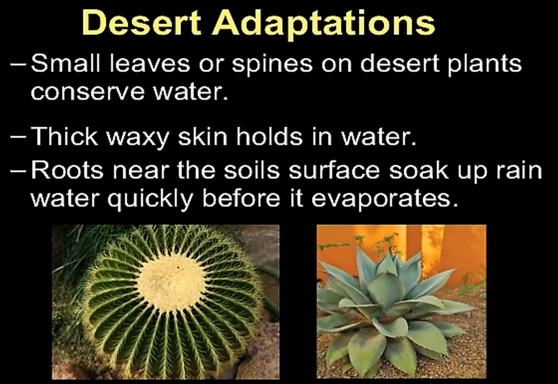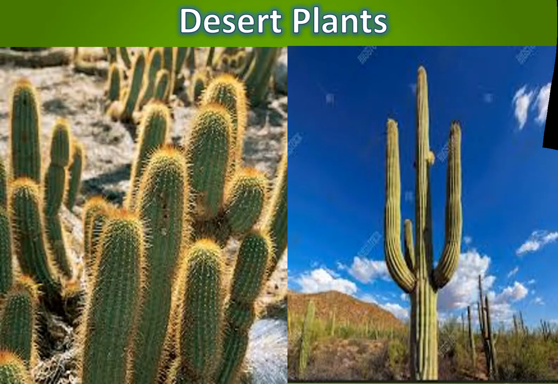For desert adaptations, they have small leaves or spines, okay, to conserve water. They have thick waxy skin that holds in water. Roots near the soil surface soak up rainwater quickly before it evaporates. The desert is a very dry and often hot place for plants to live in, right?